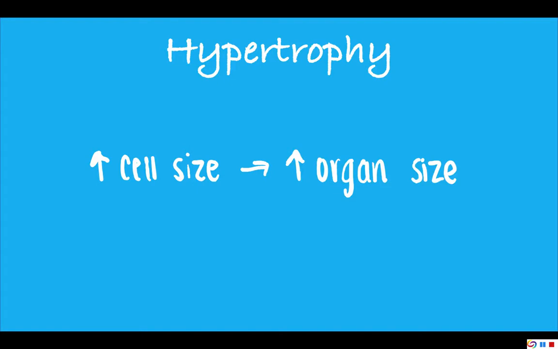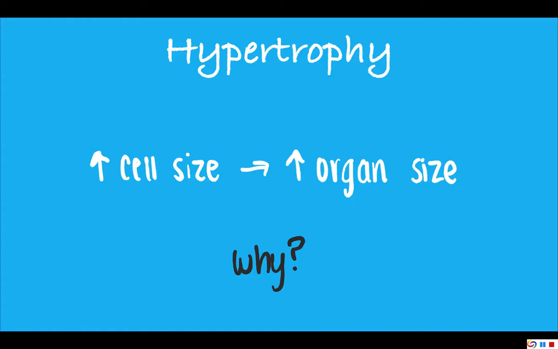So hypertrophy, like we said, is going to be an increase in cell size. And if you're increasing the size of a bunch of cells, that's going to then increase the size of that tissue or that organ. So why do you think you might be doing this in the body? Take a second, pause, and think about a situation where you might need to make a tissue bigger.